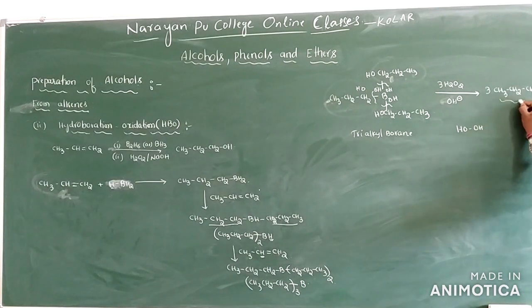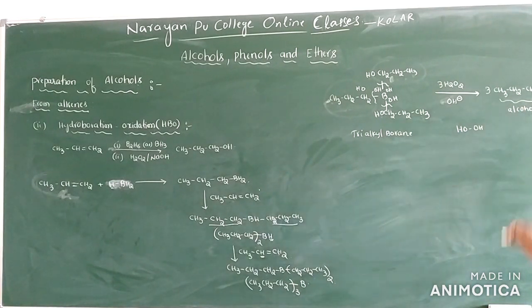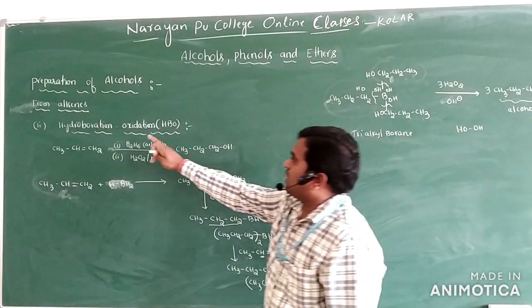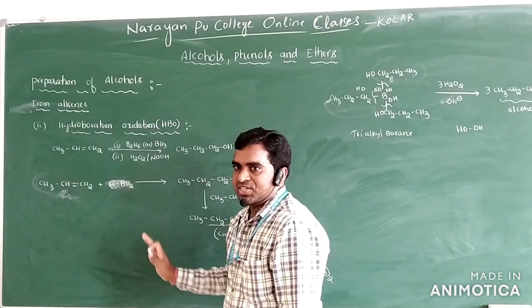Clear? So finally what you are getting is an alcohol. And here we can write this as H3BO3, the byproduct, boric acid. So this is the hydroboration and oxidation.